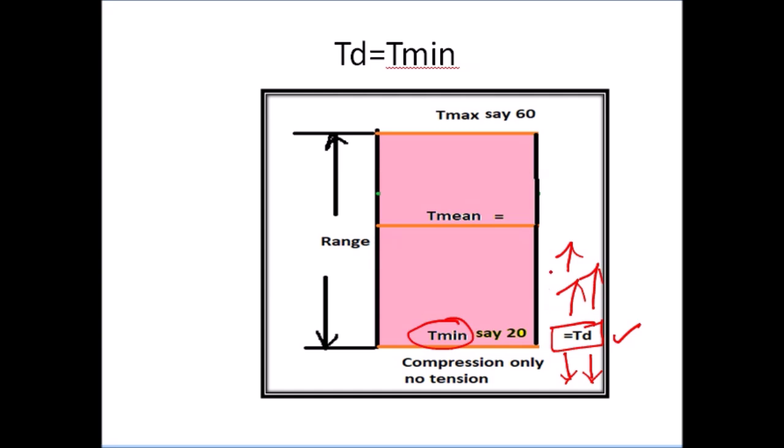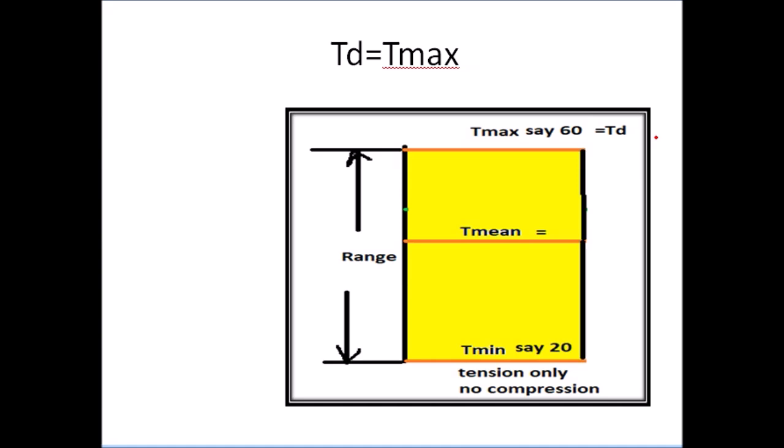So when the temperature starts rising, increasing towards T max, compressive stresses start developing and it will reach the highest. So in this condition, for the entire range you have only compressive stress, and you have the highest compressive stress. We want the lowest compressive stress because this is very dangerous.